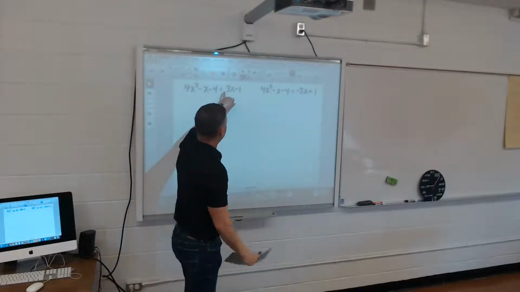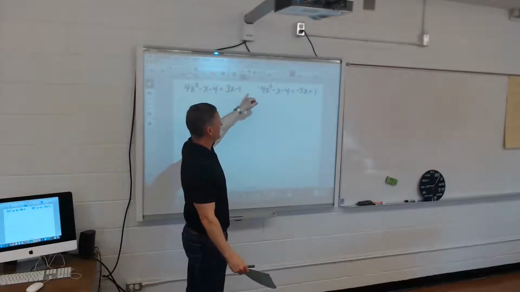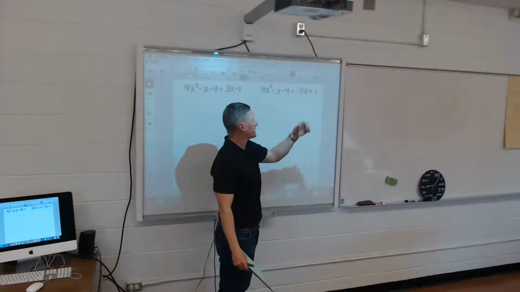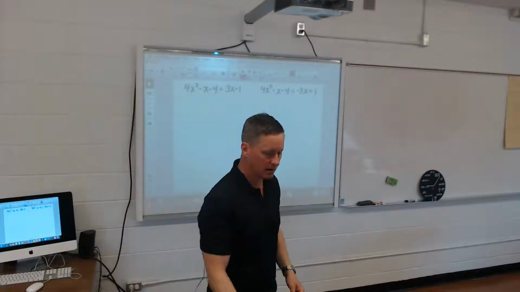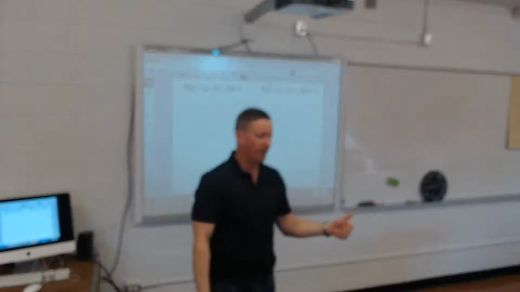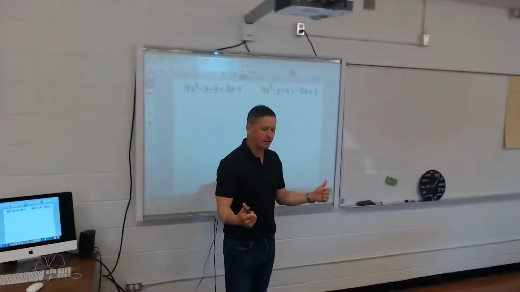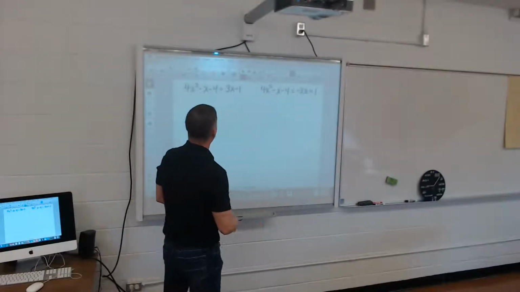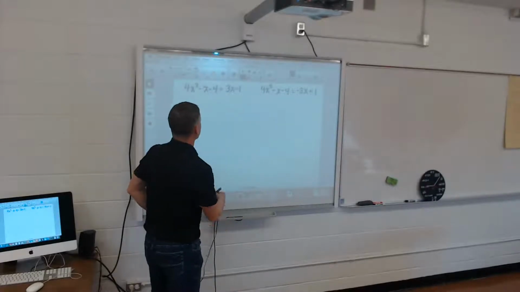I put the negative in front of the bracket here, and then I distribute. So I end up with negative 3x plus 1. I'm just saving space here. So it's equal to the negative on both sides of it. All right? Okay, so let's solve this one first.